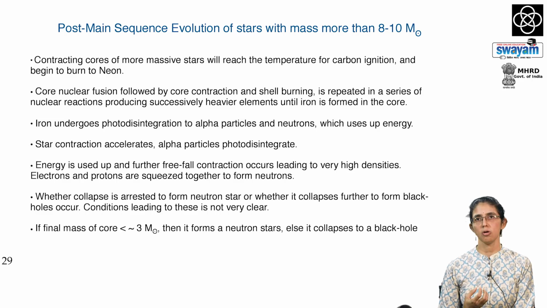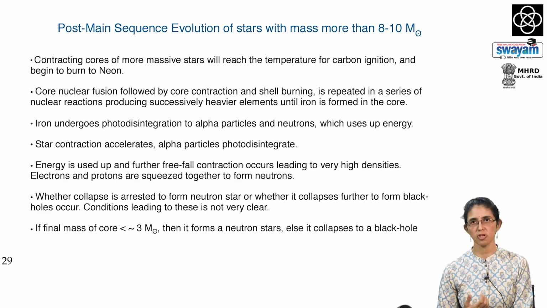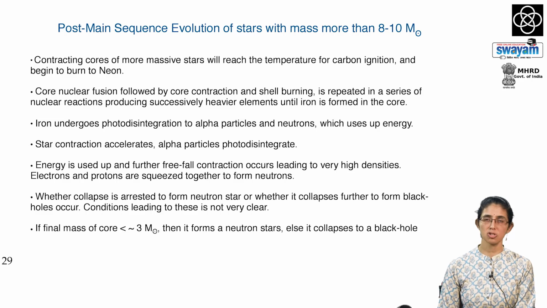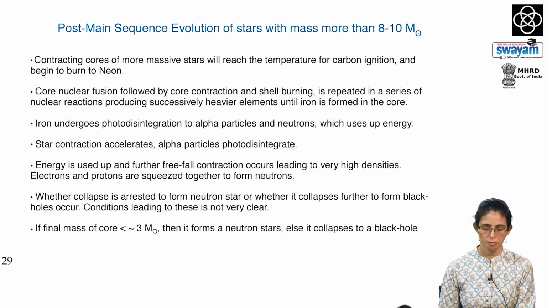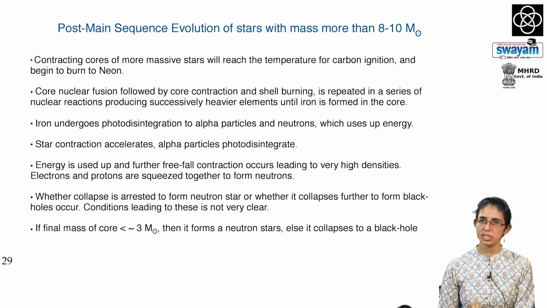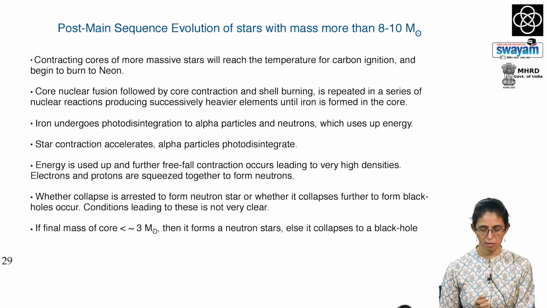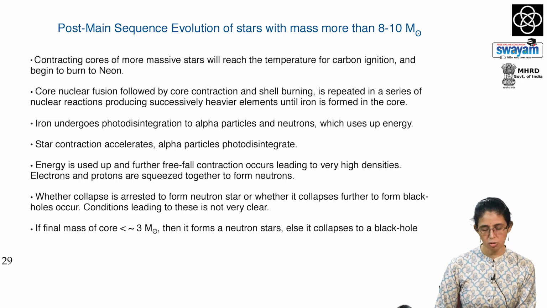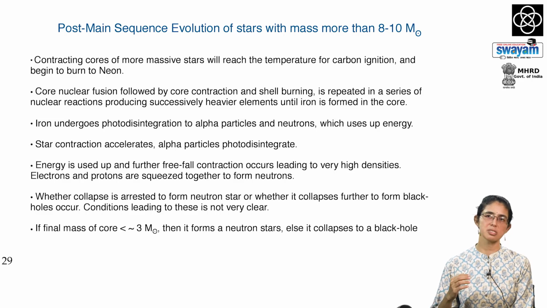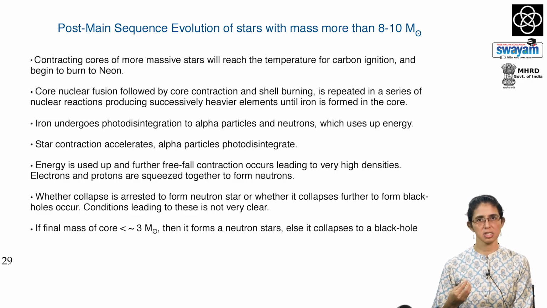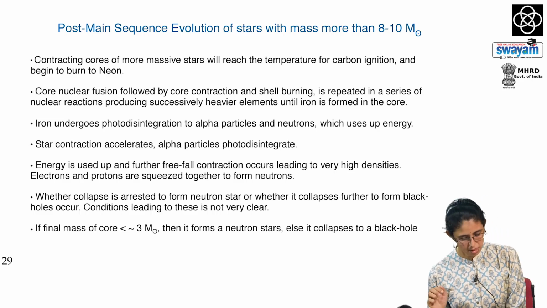Now, the next step is expected to be iron photodisintegration, where photons interact with these iron nuclei to produce a large number of alpha particles. As the star undergoes further contraction, these alpha particles themselves photodisintegrate. So, all the nucleosynthesis at the core which was carried out till now is undone at this stage, and what is left, because of the high density and temperature conditions, is mostly some iron nuclei and some neutrons and electrons.